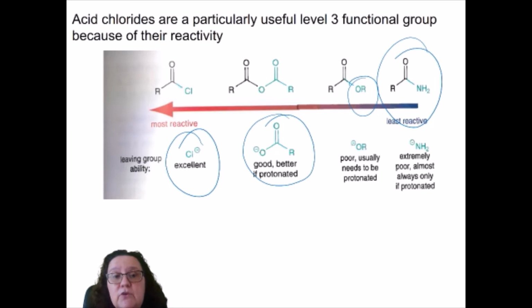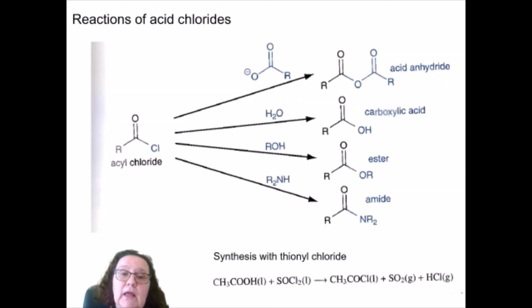The better the leaving group, the more able is the reagent to react. This is an example of reactions of acid chlorides with esters, with water, with an alcohol, with an amine to form acid anhydrides, carboxylic acids, esters, and amides. Acid chlorides are so reactive that typically, although there are some of them that you can buy commercially and they are reasonably stable, you tend to form them in situ.